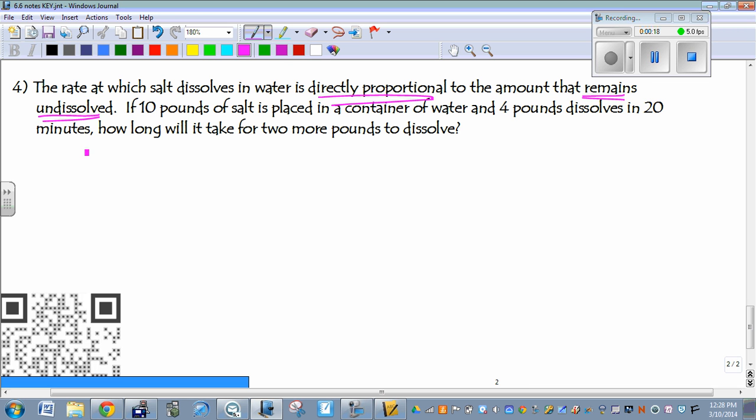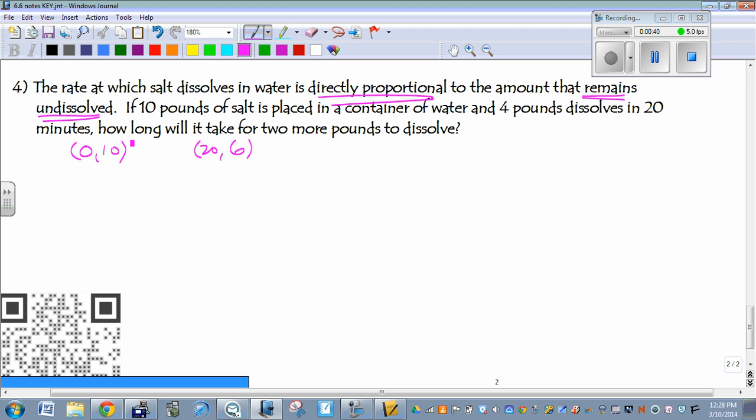So we're starting off with 10 pounds, so we have 0, 10, and then 4 pounds dissolve, so that means we're going to have 6 pounds left. So be careful for our next ordered pair. It's not going to be 4 for our Y value, but 6. And that happens in 20 minutes. So our ordered pair is 20, 6.